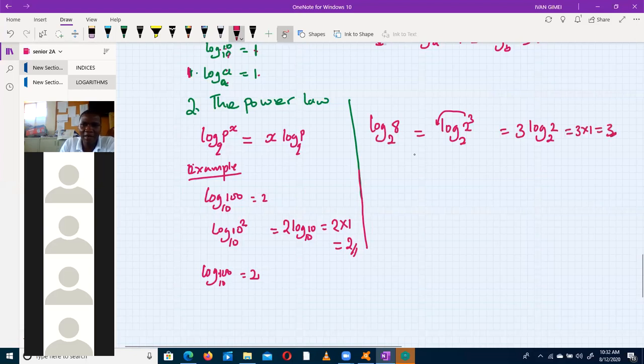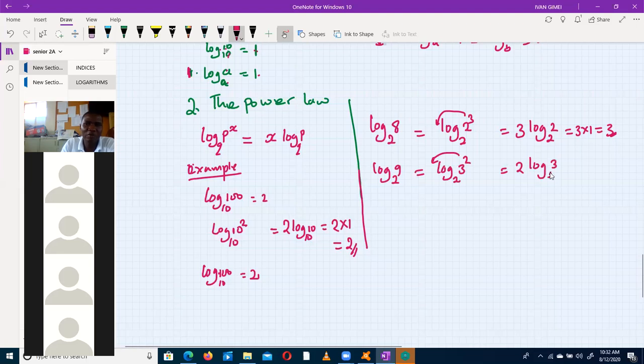Now, there are some numbers. Let's say you're looking for the log of 9 base 2, something like this. This will be the same as log of 3 squared base 2, like this. When I drop the 2, I'll have 2 log of 3 base 2. Now this one doesn't give me 1. I can't do anything about this.